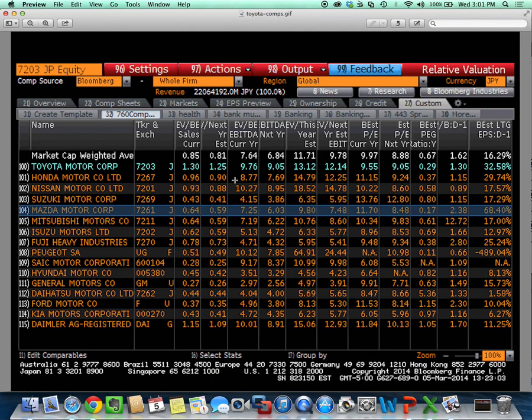Toyota is trading at 1.25. So the average auto company, if they generate $1 of revenue, they're worth 81 cents. Toyota generates $1 of revenue, it's worth $1.25. That means Toyota is trading at a premium to the rest of the industry. So what did I say heavily influenced EV to sales?